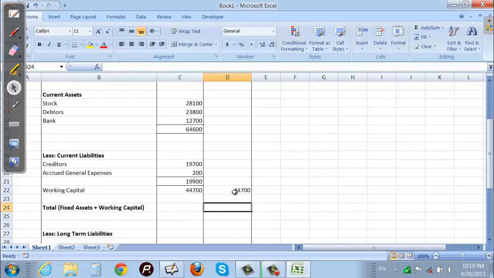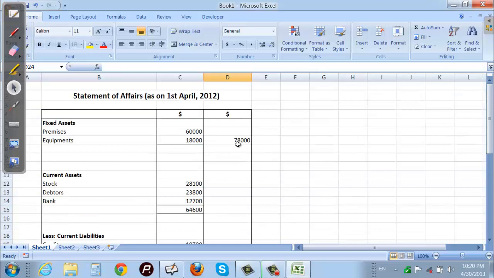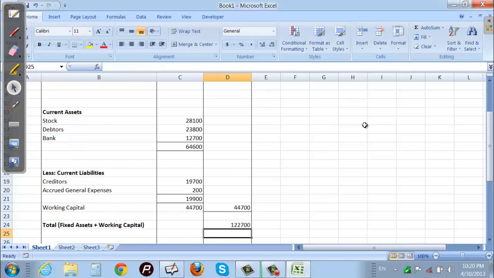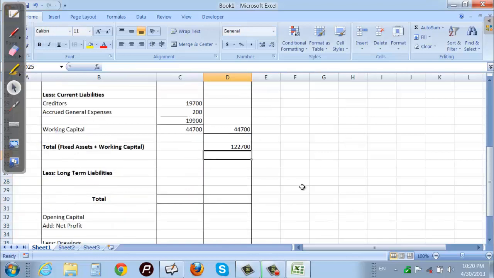And now we will make a total of fixed assets and working capital. See, the total of fixed assets and working capital will be: 78,000 is our fixed assets, and the working capital is 44,700. So the total will be 1,22,700. Then from this total, now we have to subtract the long-term liabilities, and long-term liabilities are nil.